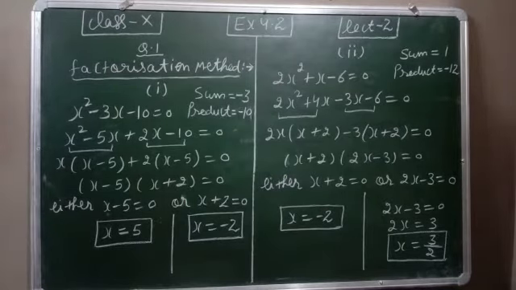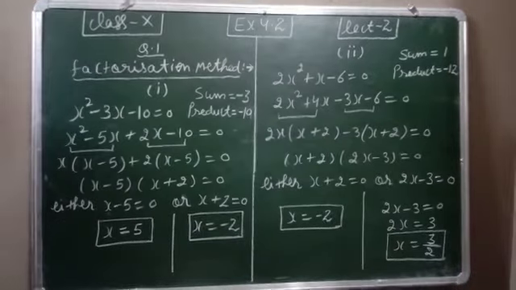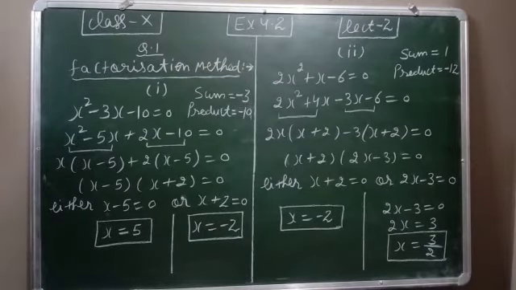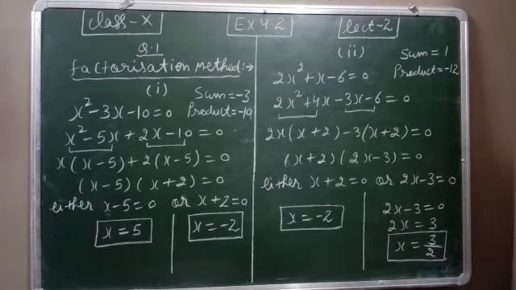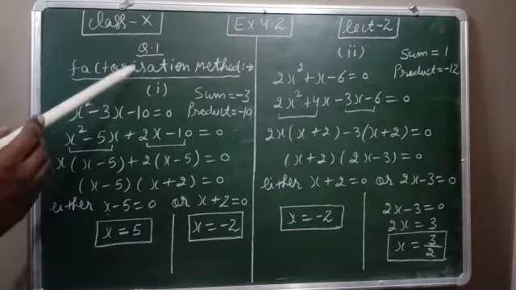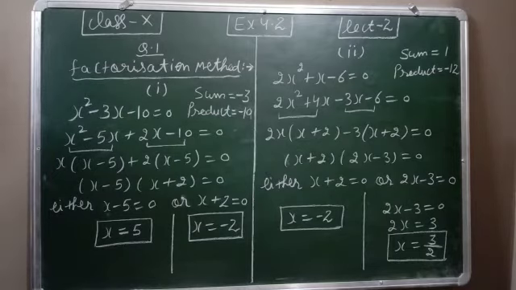In the first lecture we learned the meaning of quadratic equation. The general type of quadratic equation is ax² + bx + c = 0, where the highest power is 2, or where the degree is 2. Then we have three methods for solving the quadratic equation: first, factorization; second, completing the square; and third, the quadratic formula. Now we will discuss all three methods one by one.